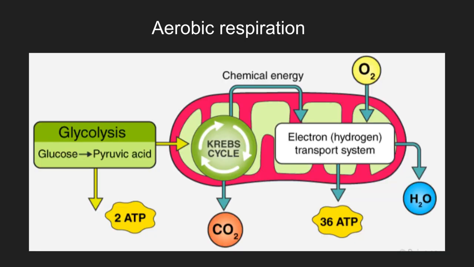Now let's look at how cells produce this ATP, through cellular respiration. In aerobic respiration, cells use glucose and oxygen to produce carbon dioxide, water, and ATP. This process mainly occurs in mitochondria, which is why it's often called the powerhouse of the cell. There are 3 main stages: glycolysis, the Krebs cycle, and the electron transport chain. We're not going to go into all the details, but just understand that these stages work together to convert energy stored in glucose into usable ATP.